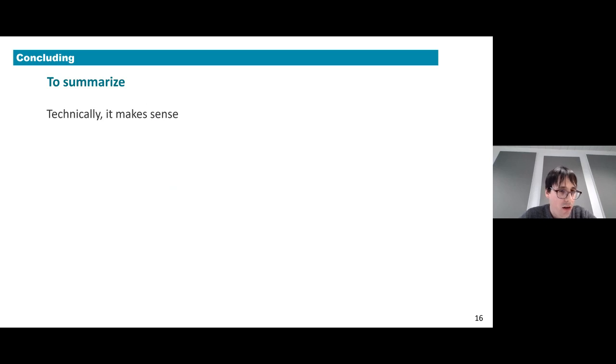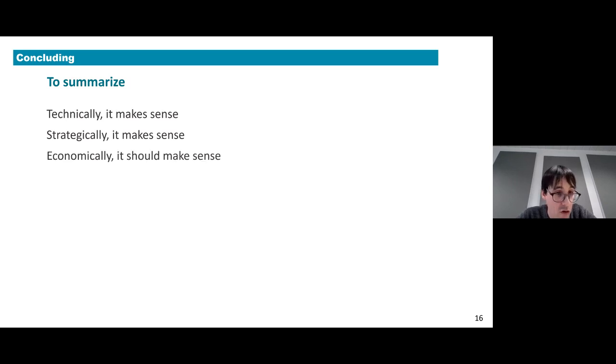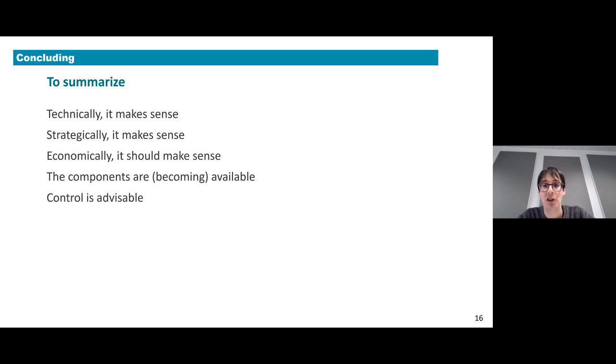So overall, technically, I think it makes sense. Strategically, I hope I also indicated to you that it could make sense to look at DC. Economically, it should also make sense. The numbers are there and we save both on CAPEX and OPEX, but that is very difficult to predict for any case out there. The components are becoming available and most of them are available today, and control is advisable. Those are the messages to take home today. And overall, for me, that means that DC distribution in industry is actually feasible.